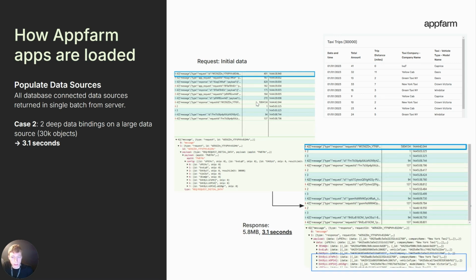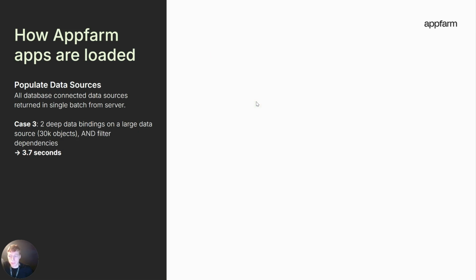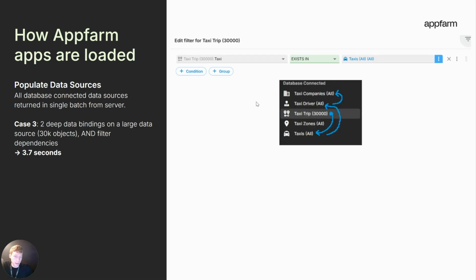So you can see from the logs when the request was sent and when the data was received from the server. It's a 5.8 megabyte load this time, and it took 3.1 seconds to generate. In a third case, we have a large data source, the same large data source with 30,000 objects. It's got the same deep data bindings as before, but now it's got filter dependencies, as you can see here. Taxitrip.taxi exists in taxis all. And you can see here, there's even more filter dependencies that aren't shown.